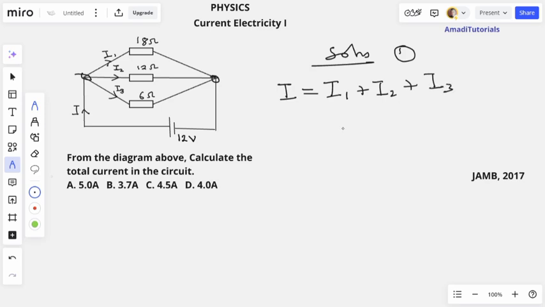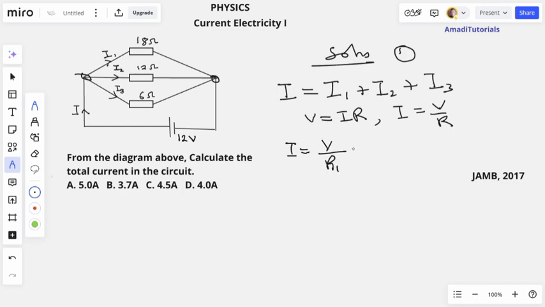Now, how do we know I1? You recall from Ohm's law that V equals what? IR. So if you make I the subject, I equals V over R. Since the currents are different, the current will depend on the magnitude of the resistance, but the voltage will be the same. So that means I1 will be V, because the voltage seen is 12, over the resistance there.